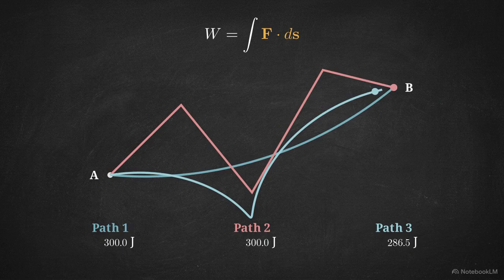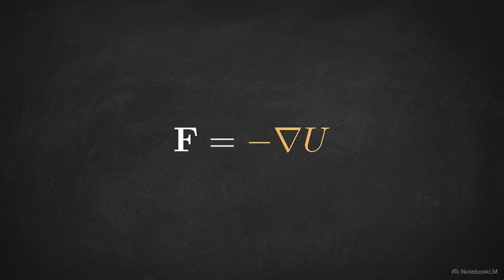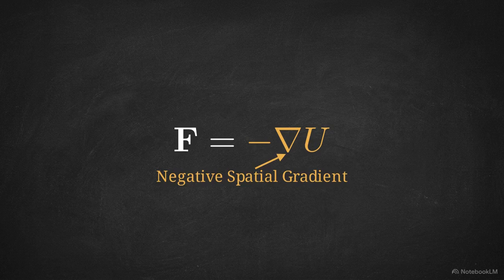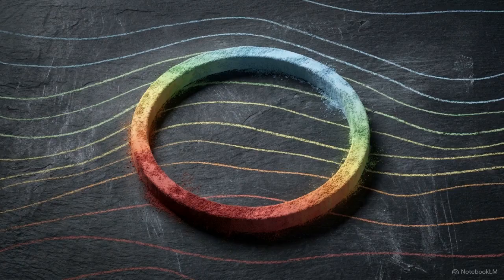However, conservative forces obey a different mathematical rule. For a conservative force, the total work done is entirely independent of the path taken. The force is the negative spatial gradient of potential energy. Gravity is a conservative force. This means we can map its exact physical effects throughout the vertical loop using a scalar potential field, bypassing the need to track individual force vectors throughout the motion.